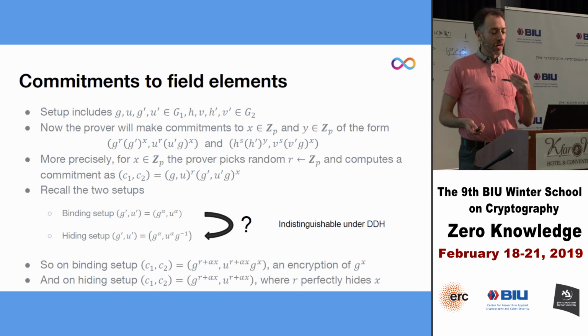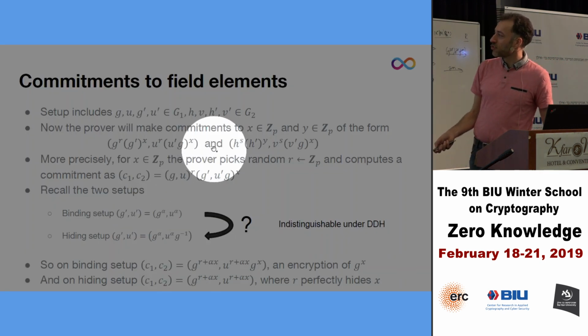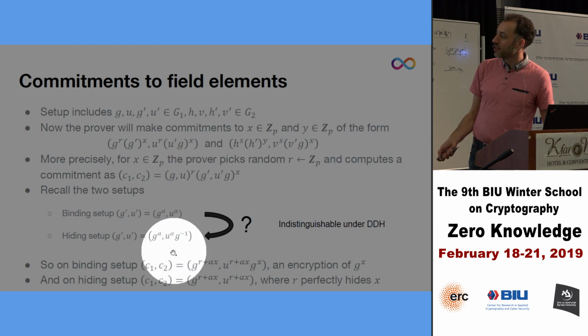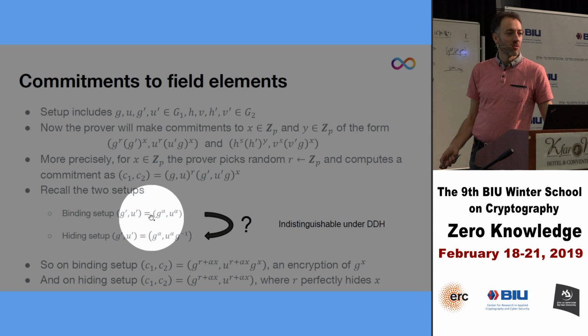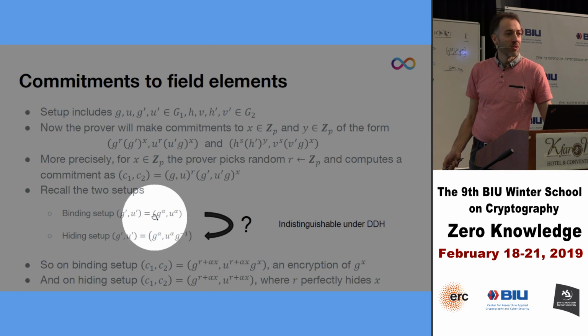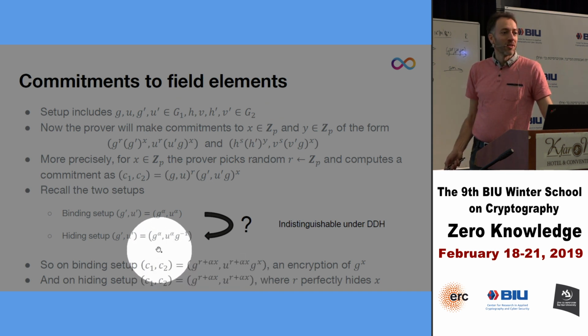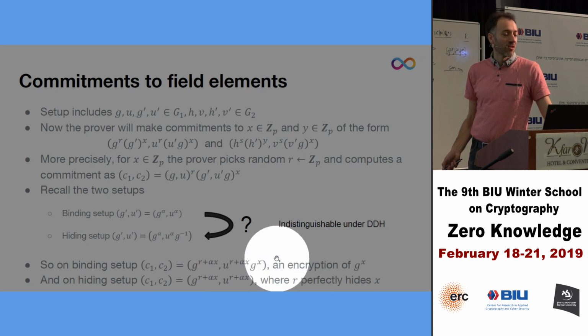If it's, on the other hand, a hiding setup, we've actually set it up such that this G that we multiply here cancels out with this G inverse that we have here. So in that case, now we have G U to the R, and we also have G U to alpha to this X. So regardless of what X is, this R will completely randomize it. And you just get a Diffie-Hellman pair raised to some random R. Okay, so that perfectly hides what X is on a hiding string.